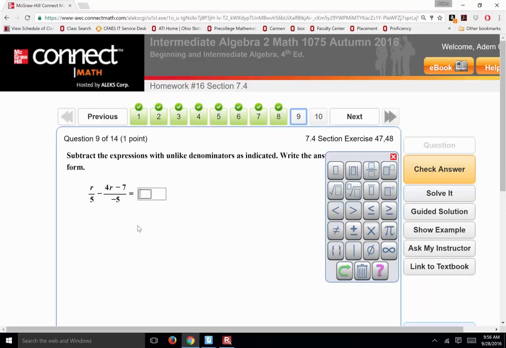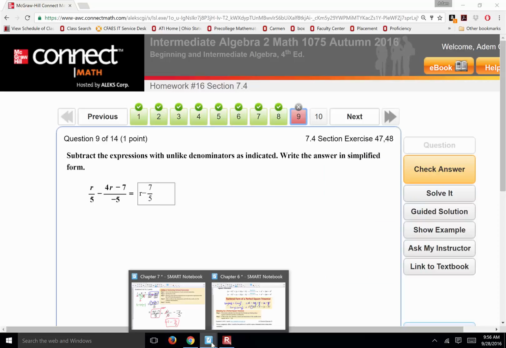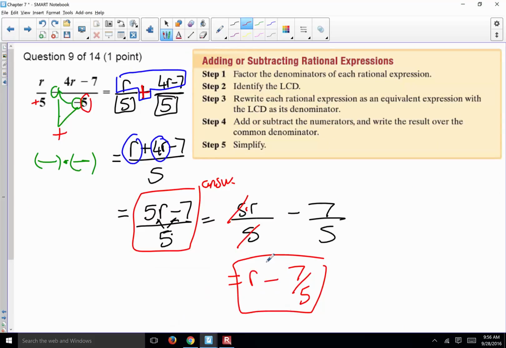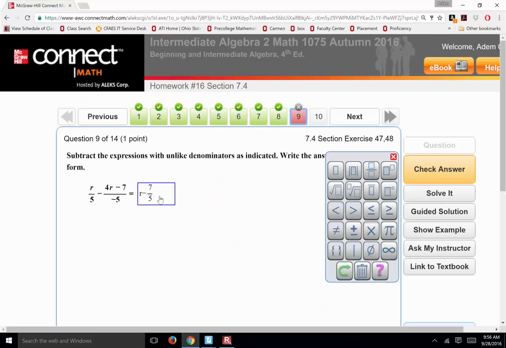I want to test if the system is smart. I'm going to enter my new reduced form. It didn't like it. It's not smart then. R minus 7/5 is what I get here, right? Mathematically this is correct, but the computer is just not that smart. So instead we need to try the earlier version. What was it? 5r minus 7 over 5.